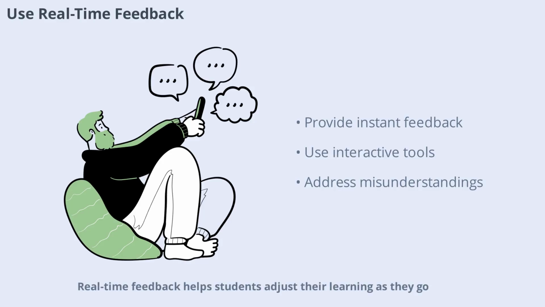Real-time feedback helps students adjust their learning as they go. Use tools like clickers, polls, or interactive apps to provide instant feedback during lessons. This keeps students engaged and allows you to address misunderstandings right away.